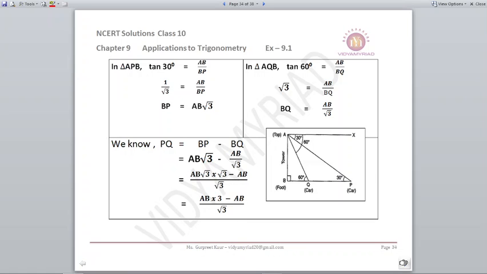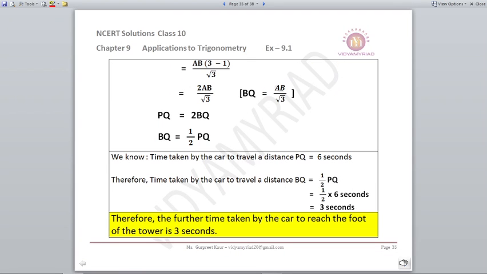Let's take another triangle. Tan 60 degrees will be equal to AB upon BQ. BQ comes out to be AB upon root 3. Now we have BQ. If we want to find out PQ, what is PQ? PQ is made up of BP minus BQ. BP value is AB root 3 and BQ value is AB upon root 3. We will solve it and we will get 2AB upon root 3.